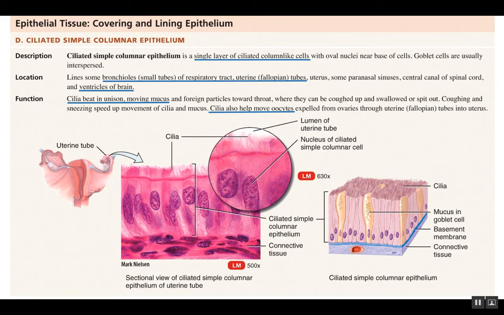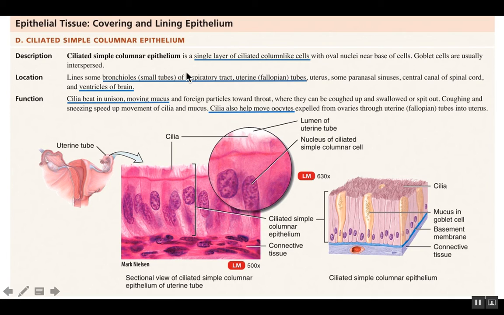Cilia are not used to increase surface area, but they're used to move something along the surface. So the cilia kind of move back and forth and push something along the surface. And once you know where this epithelium is found, it should make sense. One place you would find ciliated simple columnar is in your respiratory tract. And what the cilia move is mucus. So when you breathe in particulates, it gets stuck in the mucus. And then the cilia move the mucus so those particulates don't get down into your lungs.